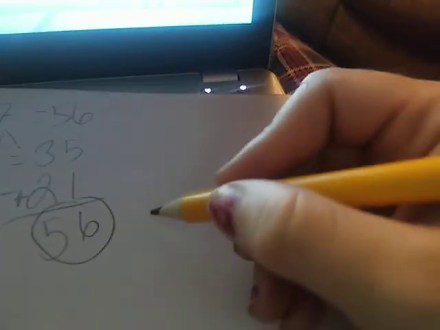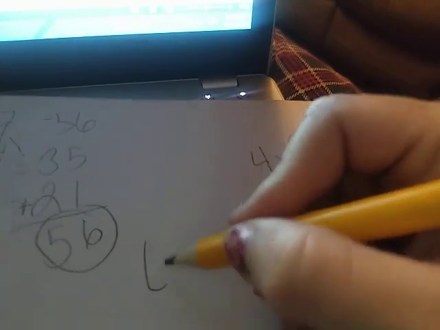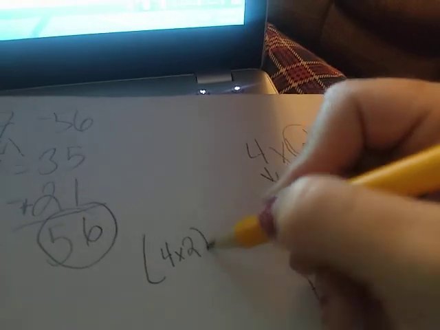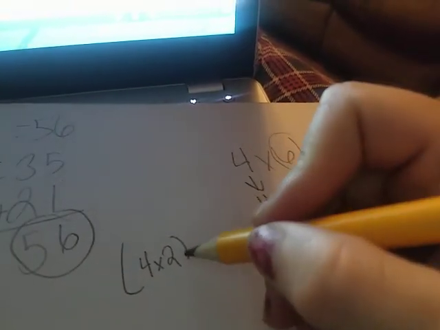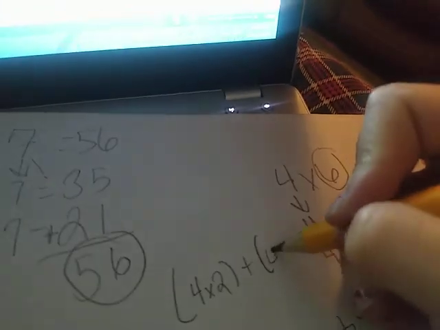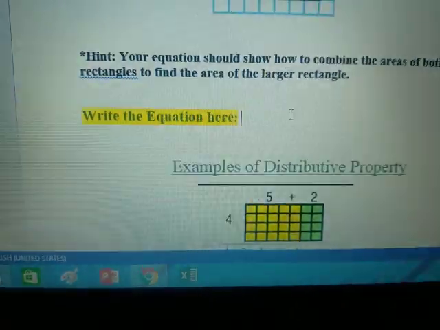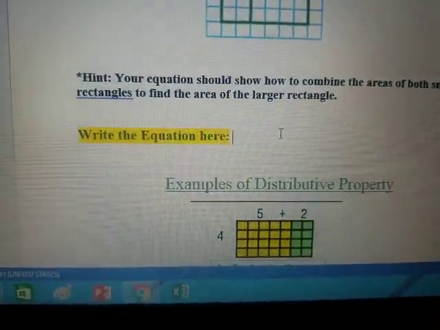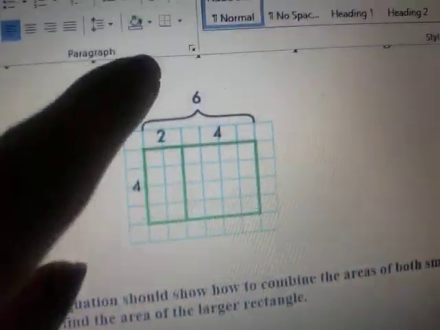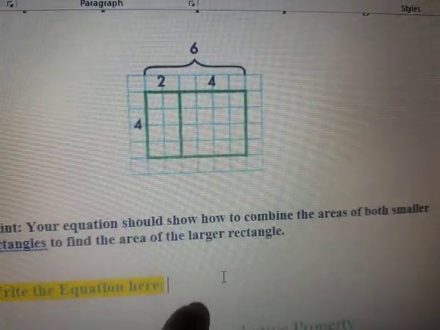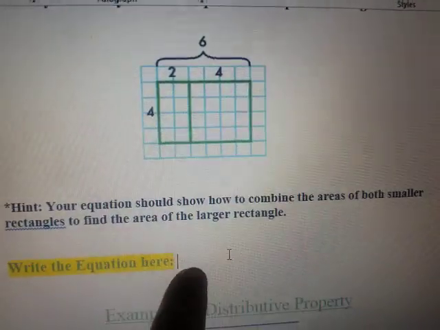And do you remember how we were supposed to write it? Really, what we're supposed to write is 4 times 2 plus 4 times 4. Do you remember that? And then you would write your answer. So that's all they're asking you for. I kind of showed you a little bit. All they're asking you is to write the distributive property right here.